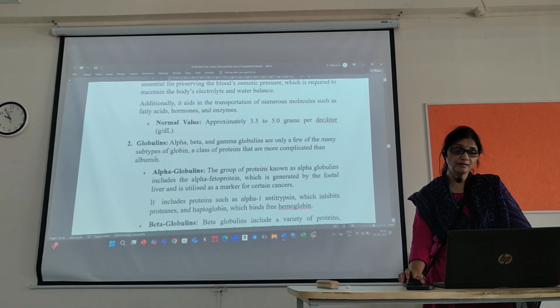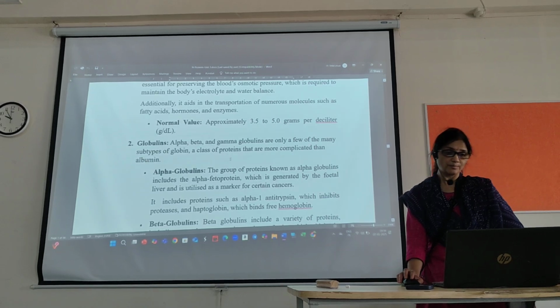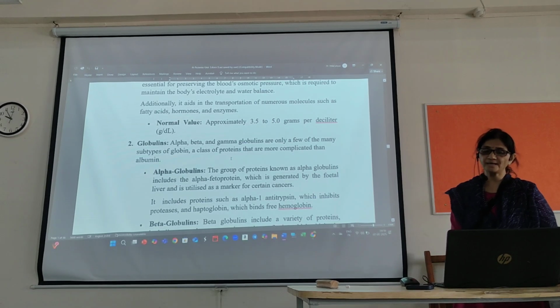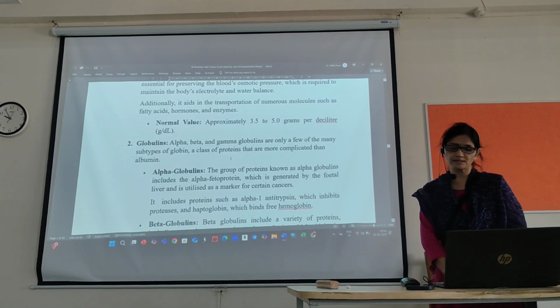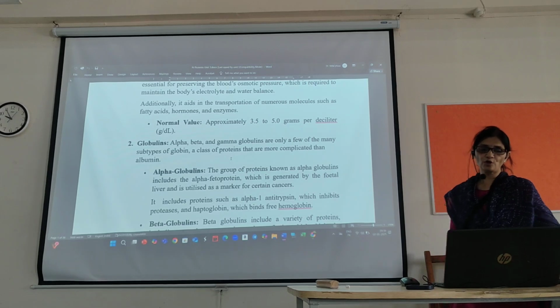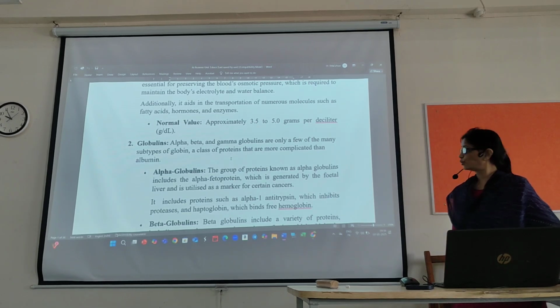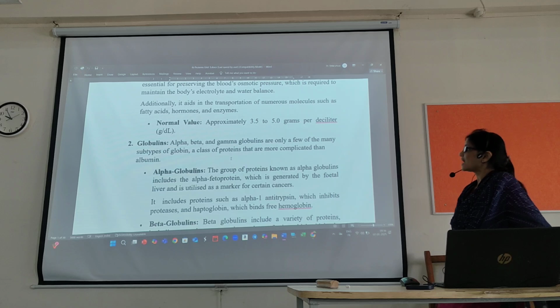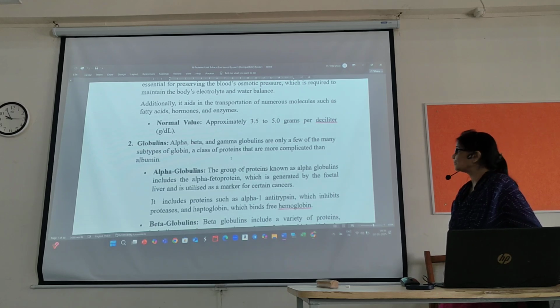Then the next factor is the globulin. Alpha, beta and gamma globulins are only a few of the many subtypes of the globulin, a class of proteins that are more complicated than albumin. Okay, why is it called complicated?